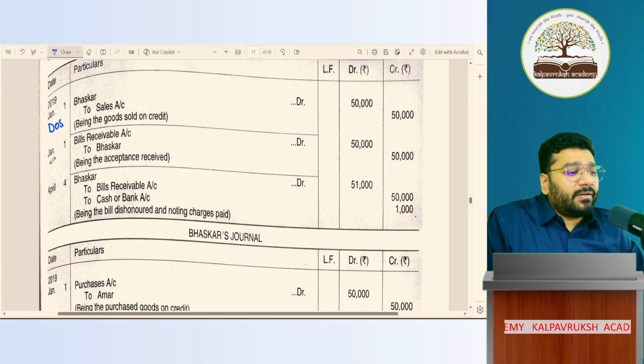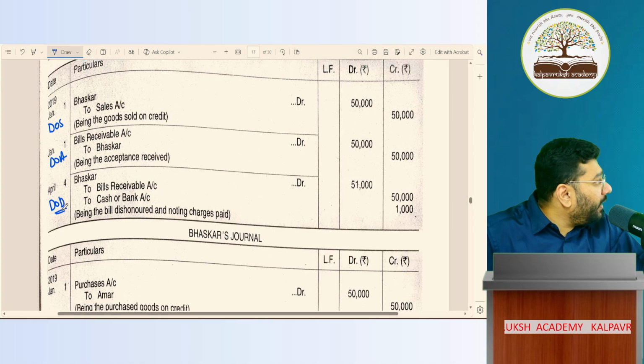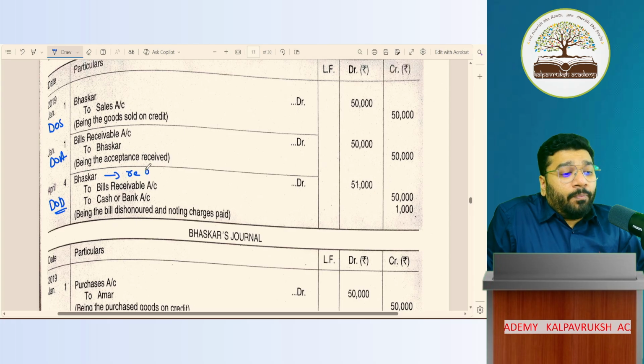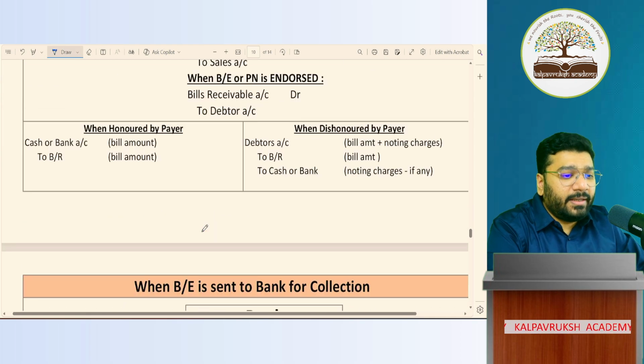Date of sale entry, date of acceptance entry. This is date of dishonourment. Okay, not okay. So on the date of dishonourment, you reopen the unsecured debtor account and close the BR account. This is the dishonourment entry. Any big difficulty here?